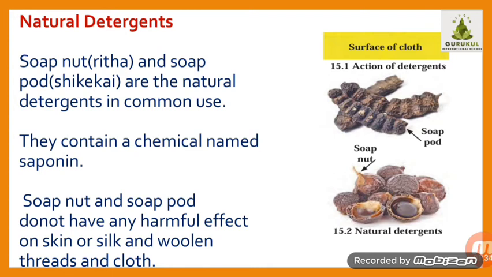Whenever we soak that outer covering of the soap nut in water, the water becomes a soapy solution. If you touch that water, it is soapy, and if you shake it vigorously, lather forms. In the same way, soap pods are also called natural detergents.